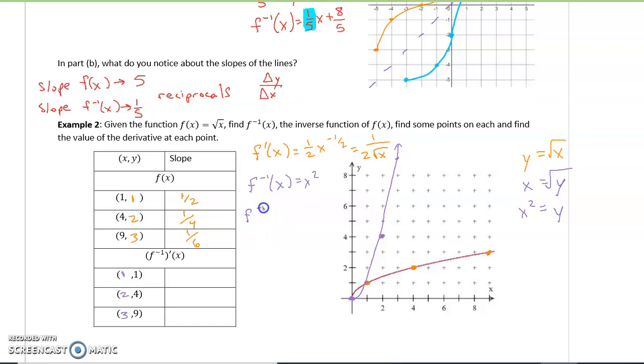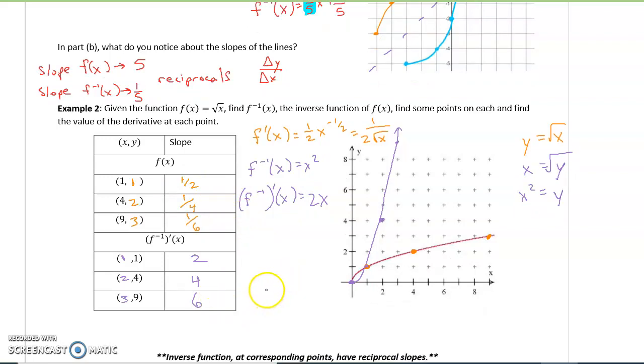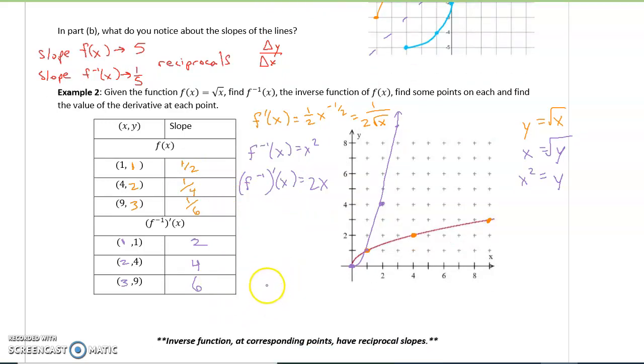F prime inverse of x. Well, that's an easy one to do, right? That's just 2x, one of the easiest derivatives there is. So we'll take x equals 1, the slope is 2. When x equals 2, the slope is 4. When x equals 3, the slope is 6. Note that relationship between corresponding points. The inverse function has reciprocal slopes at its corresponding points. And that is the key to this whole section.